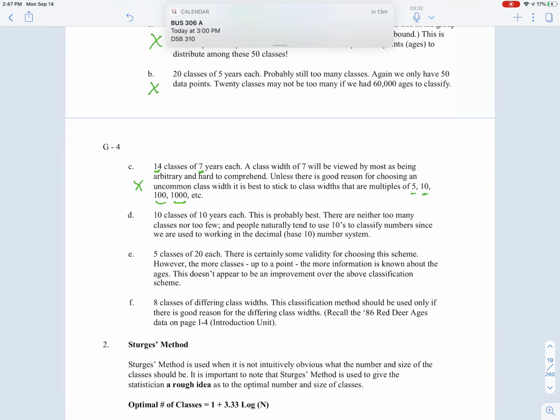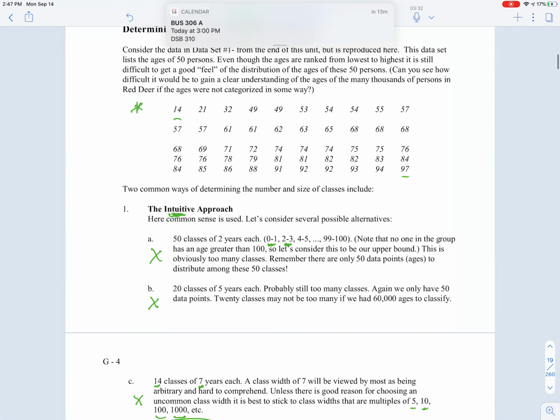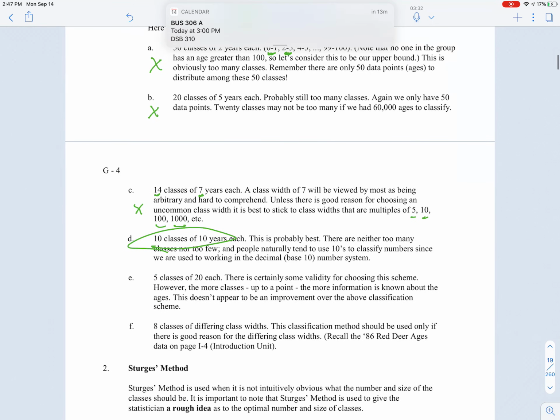10 classes of 10 years each. In other words, we're talking about how many people are in the 0 to 10-year-old range. How many are in the 10 to 19? How many are in the 20s? How many in their 30s? How many are in their 40s? And we look at that and say, yeah, that's probably the way I would do it. And so intuitively, that's probably the best way of taking the 50 numbers and putting them in. We tend to think in base 10. And so that's an easy way of looking at it.